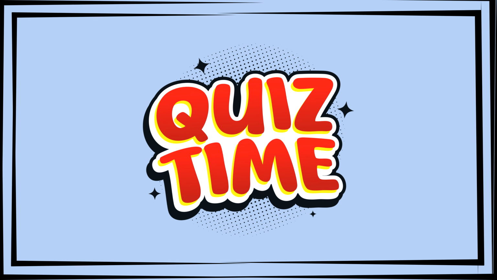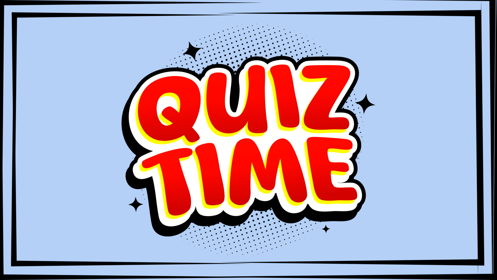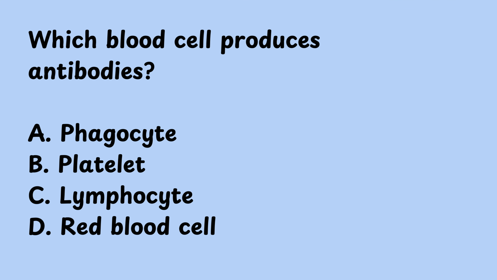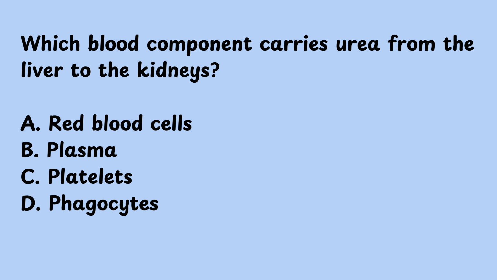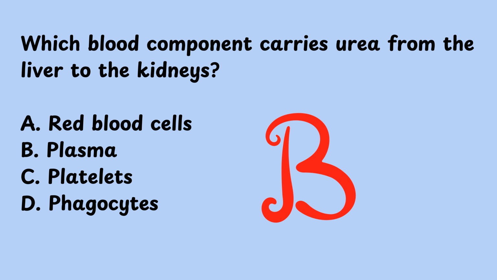Let us now do a quick quiz to check your knowledge on blood and blood components. Question 1. Which blood cell produces antibodies? The answer is C. Lymphocytes. Next question. Which blood component carries urea from the liver to the kidneys? The answer is B. Plasma.